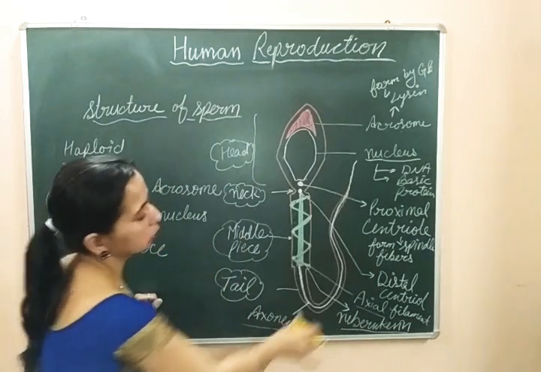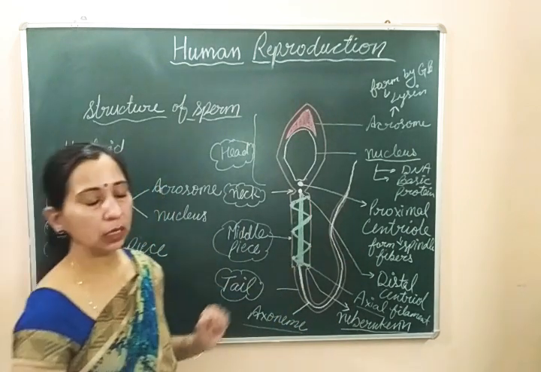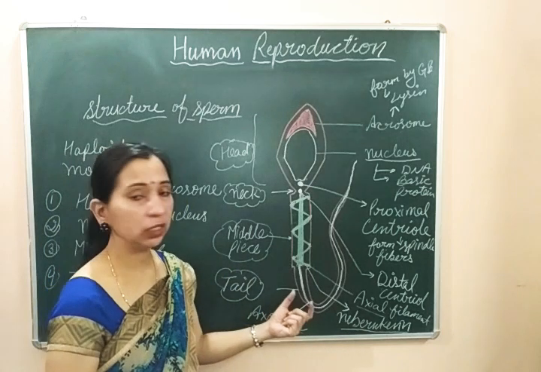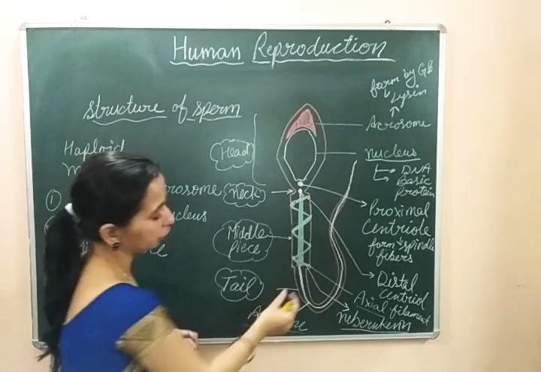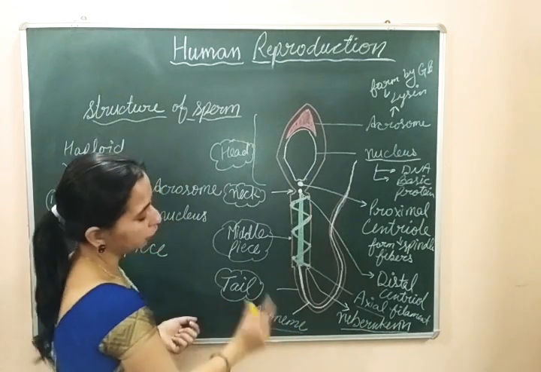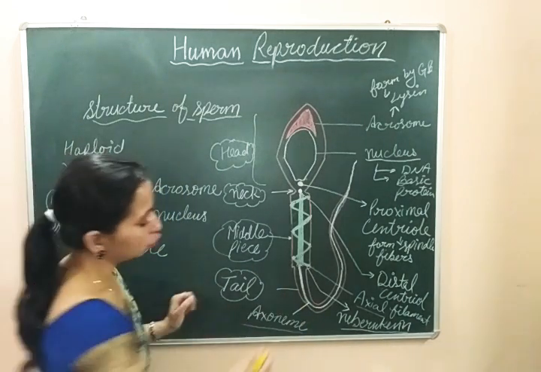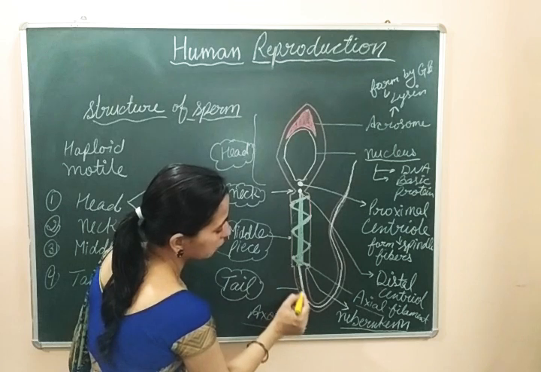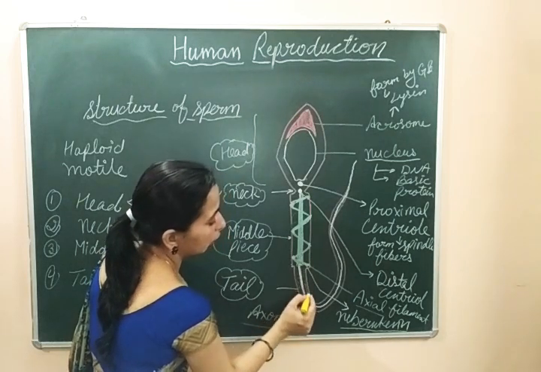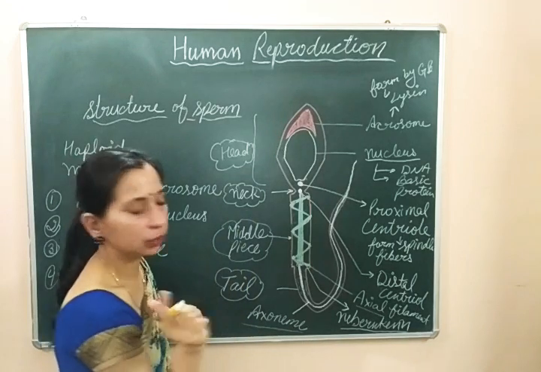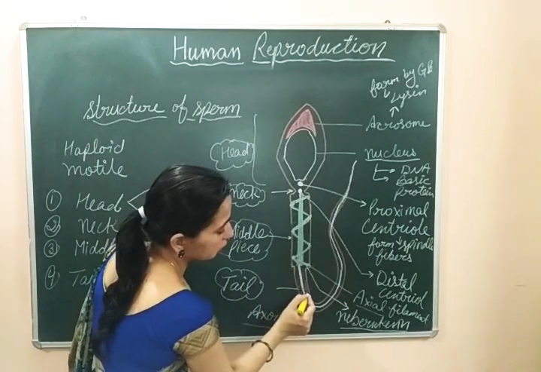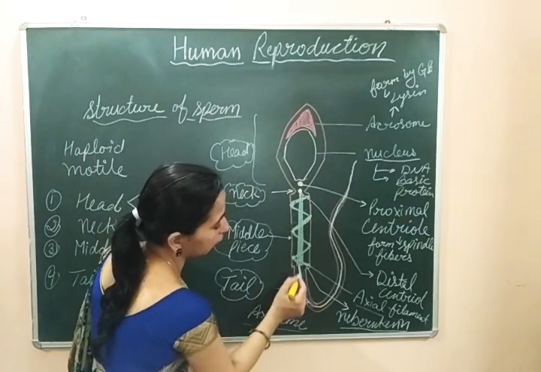This axoneme is present in the tail, and the tail is responsible for providing the lashing movement so that it can be moved easily inside the female reproductive tract. In the upper part of the tail, here the cytoplasm is also present. We discussed that cytoplasm remains very less in the case of sperm. बहुत कम cytoplasm present रहता है, and that less cytoplasm will be present in that upper part of the tail.